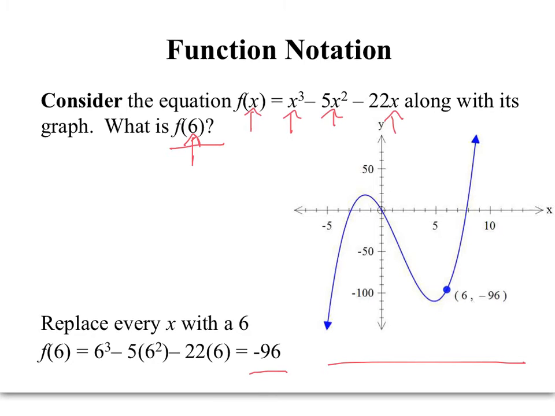Of course, because we had the graph and I actually had a point on the graph over here, we actually could have looked at that. And a graph is the set of all the points put together, and it actually points out that the point is 6, negative 96.